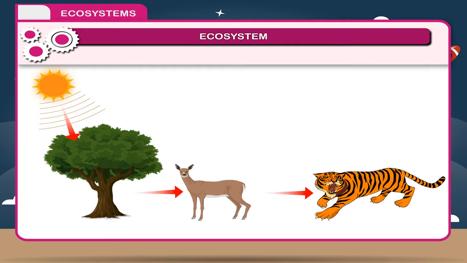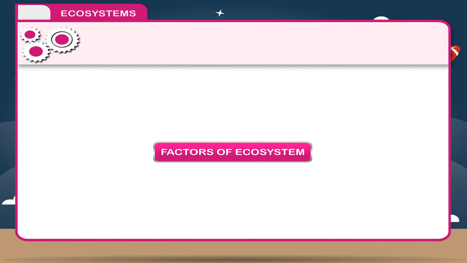Ecosystem. Ecosystem can be defined as interdependence of plants and animals to their environment constituting a biological community and physical environment associated with it. Factors of ecosystem.